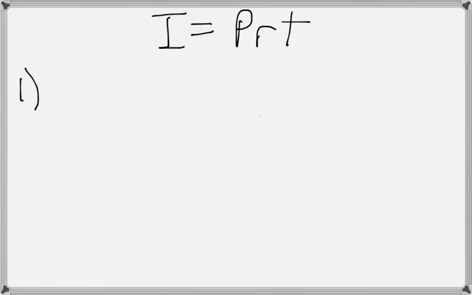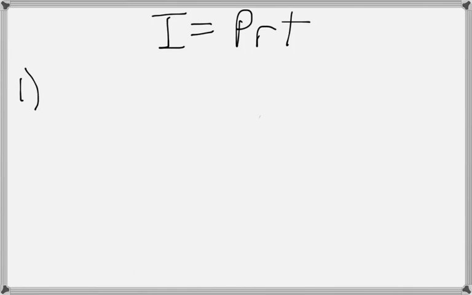So section 2.2 is about simple interest, and essentially this is where you deposit money, which is called the principal, and a bank will pay you interest on it. Or if you take out a loan, then you need to pay interest on it. And we have a formula here.